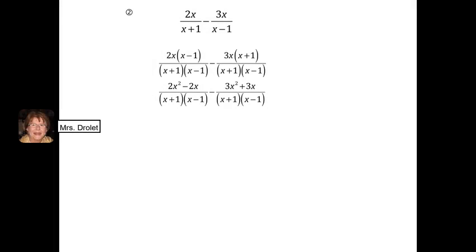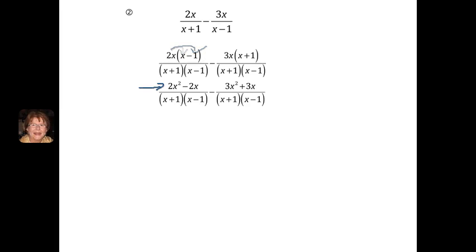You found your lowest common denominator. You found your equivalent fractions. Now, what you have to do is simplify the numerators using the rules of algebra. Let's start with this numerator. If we're going to use the rules of algebra, we've got to distribute 2x by both terms inside the bracket. 2x times x is 2x squared. 2x times negative 1 is negative 2x.